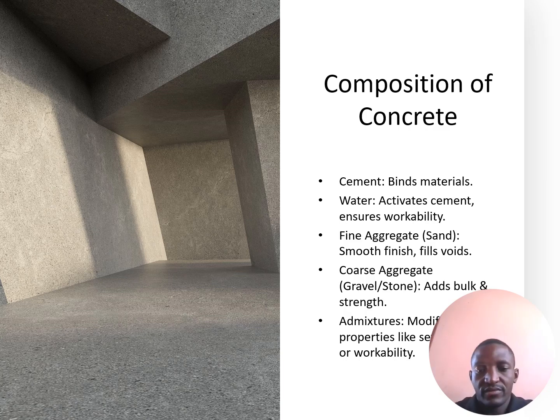Fine aggregate. We have sand. Sand is the fine aggregate. It makes sure that our finish is smooth and it fills the voids in the concrete. Coarse aggregate is gravel or stone. It adds bulk and strength. Admixture modifies properties like the workability of the concrete.